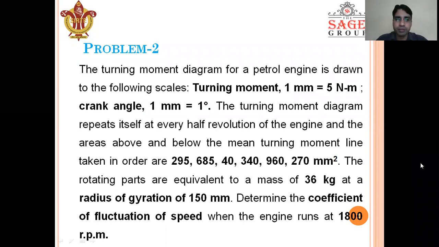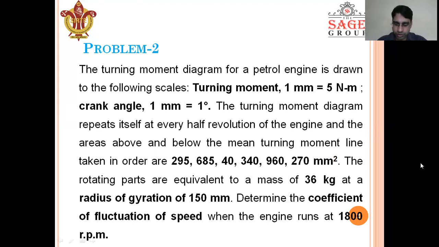The turning moment diagram repeats itself at every half revolution of the engine, and the areas above and below the mean resisting torque line, or mean turning moment line, taken in order, are 295 and so on in mm square. The rotating parts are equivalent to a mass of 36 kg at a radius of gyration of 150 mm. Determine the coefficient of fluctuation of speed, that means CS, when the engine runs at 1800 rpm.